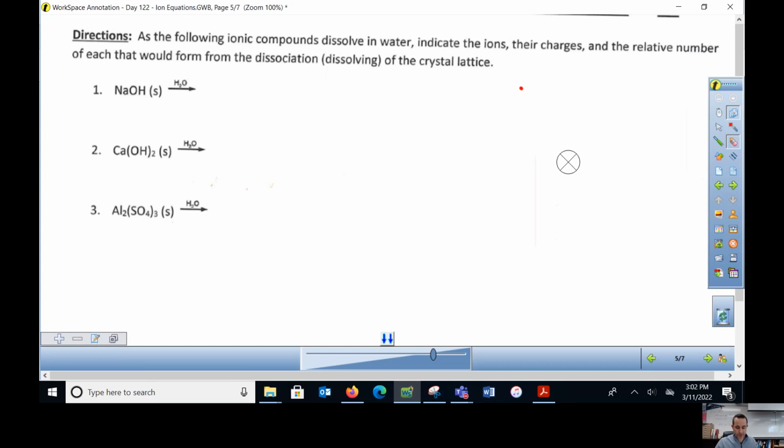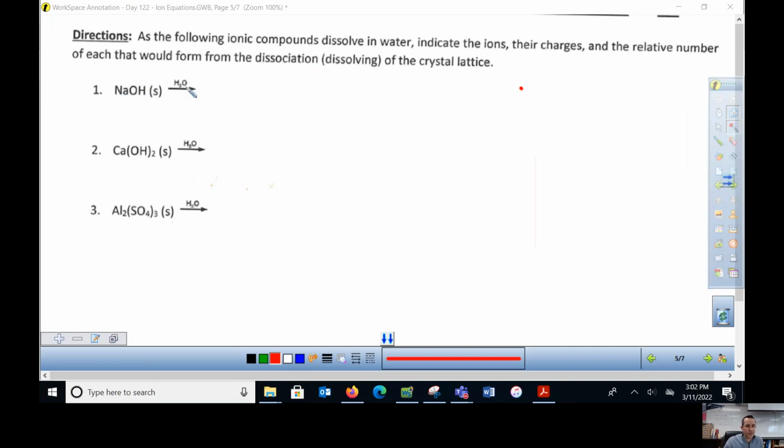We're going to do the odd ones. And it says, as the following ionic compounds dissolve in water, you want to show how they split apart. We call it dissociate. So when they dissolve, when they split apart, what do the ions split into? So right now we've got a crystal lattice, we have sodium hydroxide, everything's together. But when we add water and our solid starts to dissolve, it starts to turn aqueous.